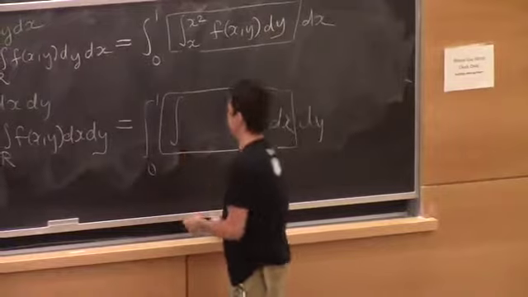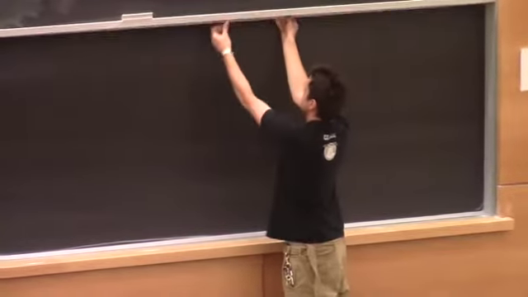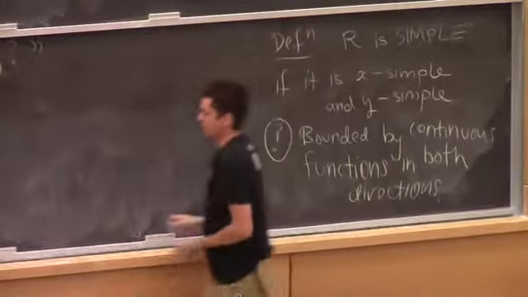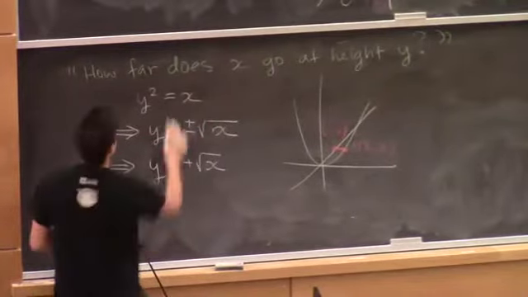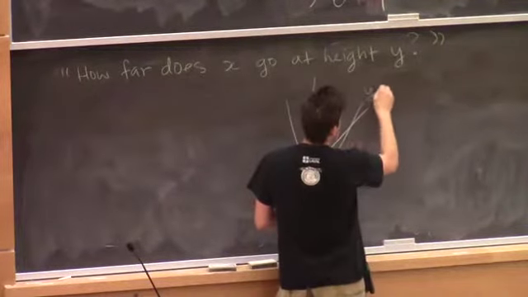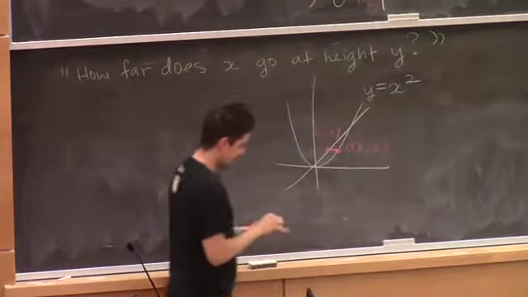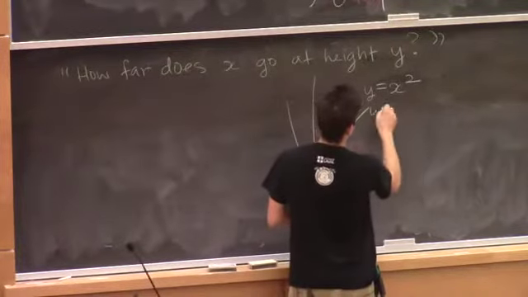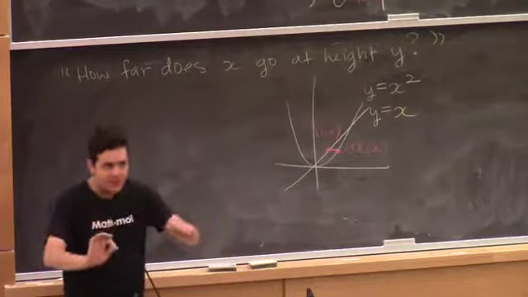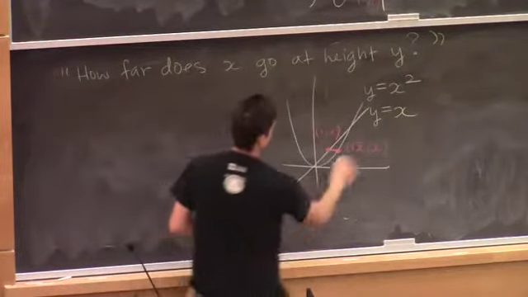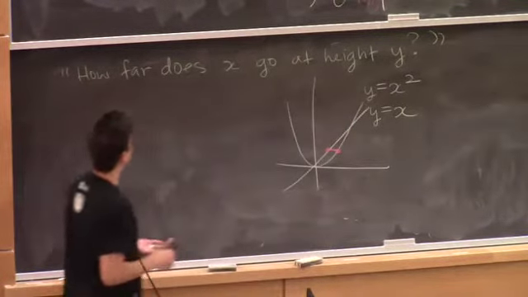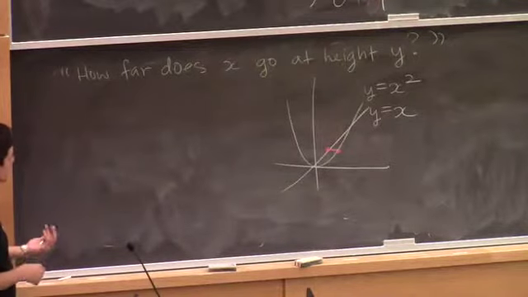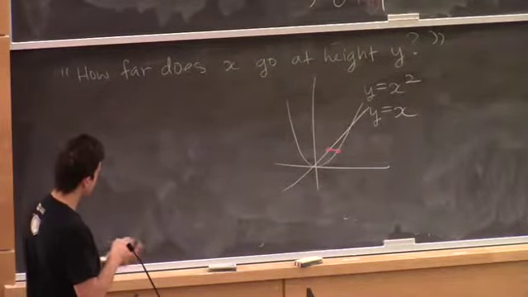Wait, no, that's completely backwards. Sorry, one sec. Sorry. Start over. Okay, what are our curves? Y is x squared, and y is x. Okay, those are our two curves. Okay, so we want to solve for x in terms of y.